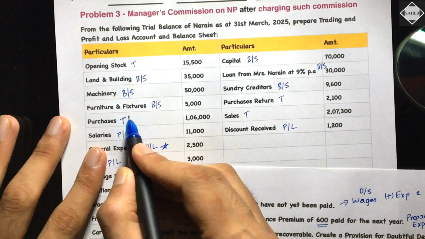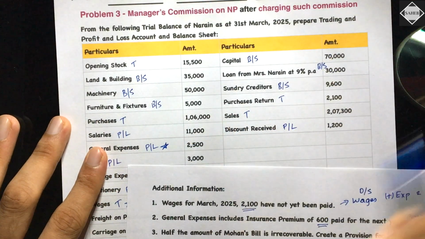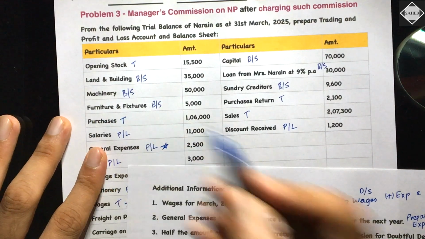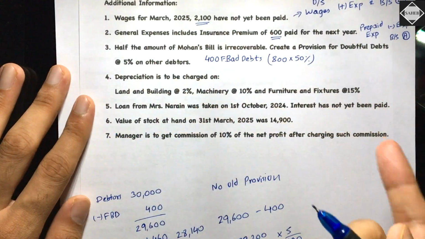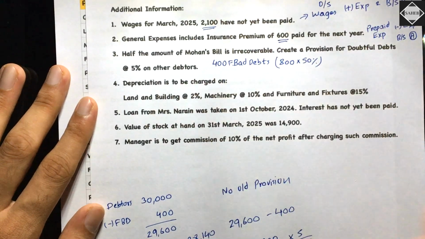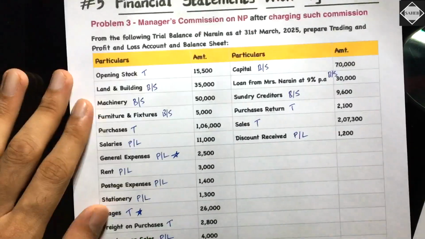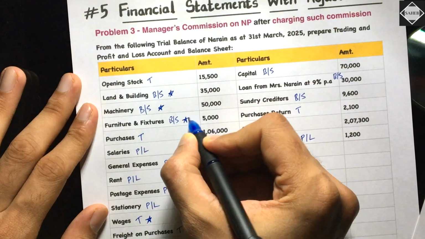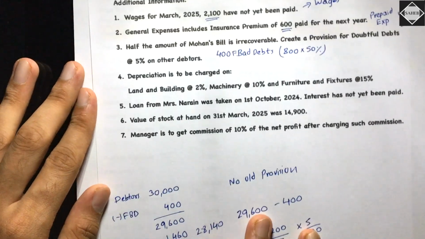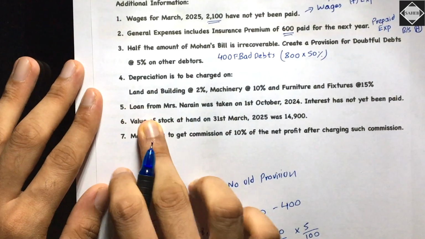Furniture, I mean you have to reduce, not just showing. Then see furniture and fixtures, 5,000 is there. How much they said? 15%. Just calculate, right? Simple. Depreciation easily you can understand. Let's just mark over here. Still on land and building you have, on machinery you have, furniture and fixtures you have. Depreciation adjustment, really simple.